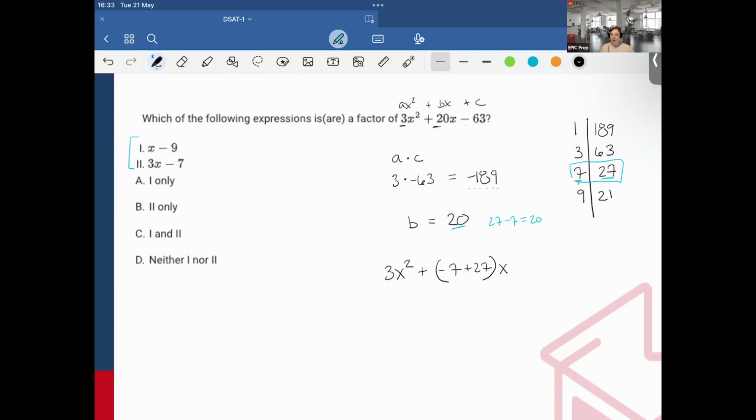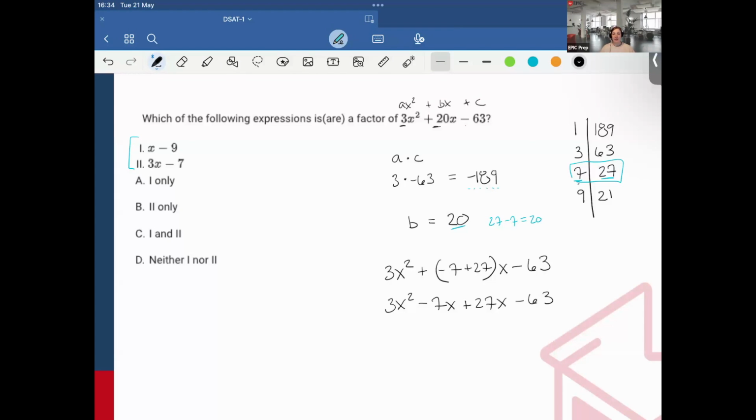And then I'm going to put minus 63, just to show all the steps here. Now I will distribute. So then I have 3x squared minus 7x plus 27x minus 63.